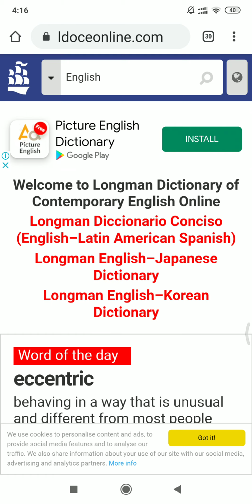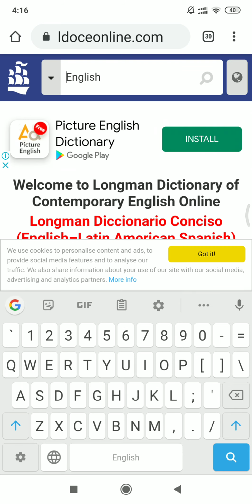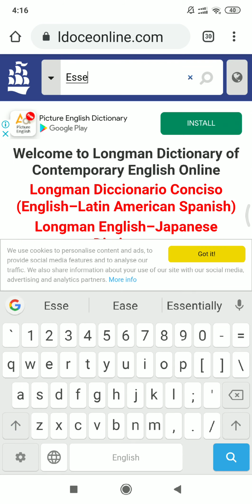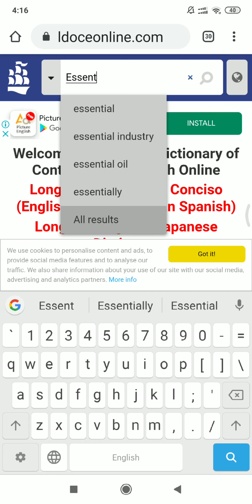So an English dictionary helps you to know how to use a word, what part of speech it is, some examples, some kind of verbs and nouns that are used with this word. So let's have an example together. Let's type here in this box this word, for example. Okay, and I will choose it.